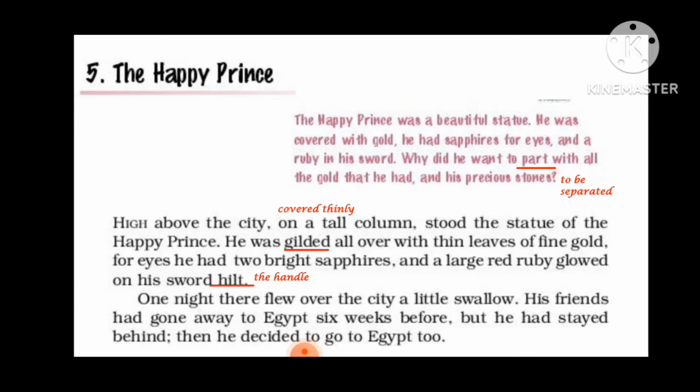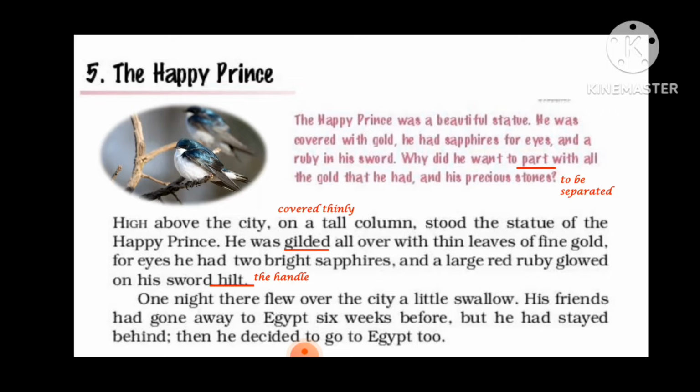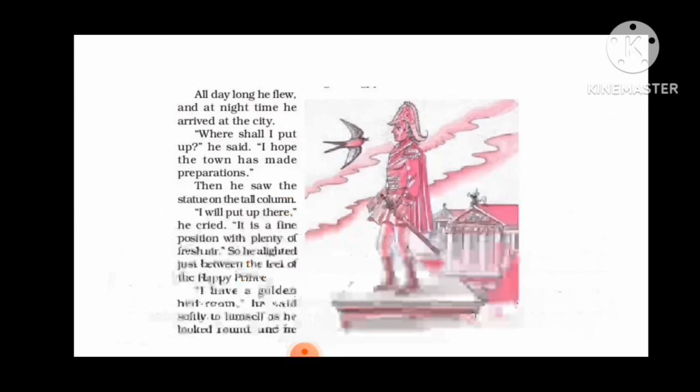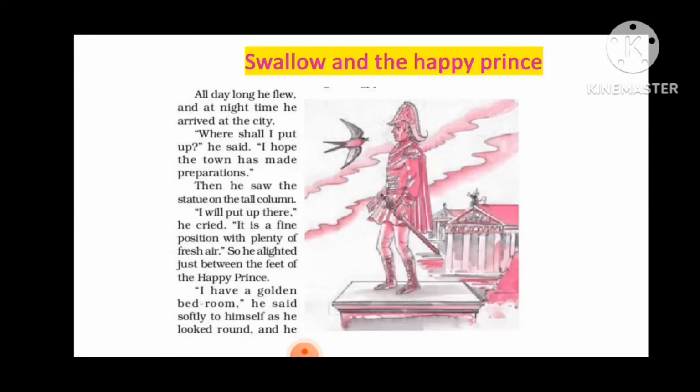One night there flew over the city a little swallow. Swallow is a little bird. The swallow's friends had already gone to Egypt six weeks before, but the swallow decided to stay behind, and then he decided to go to Egypt too after six weeks. All day long the swallow flew and at night he came over the city. He arrived in the city where the statue of the Happy Prince was.